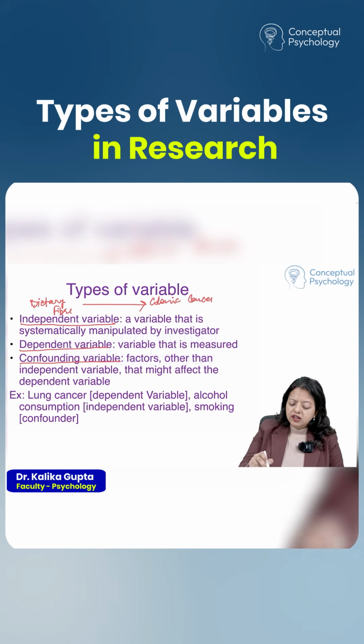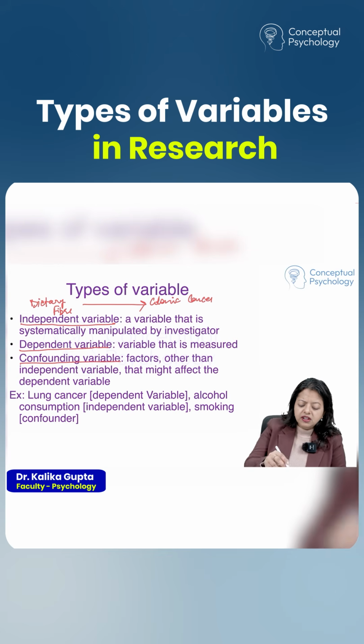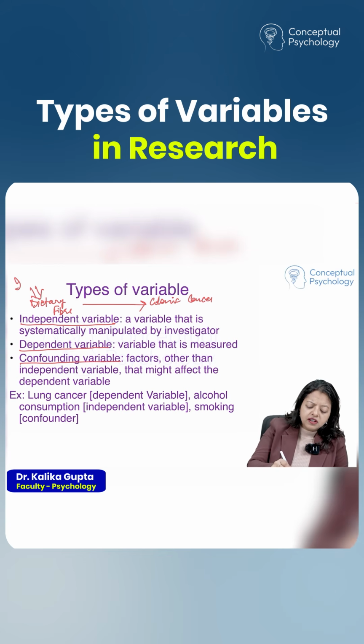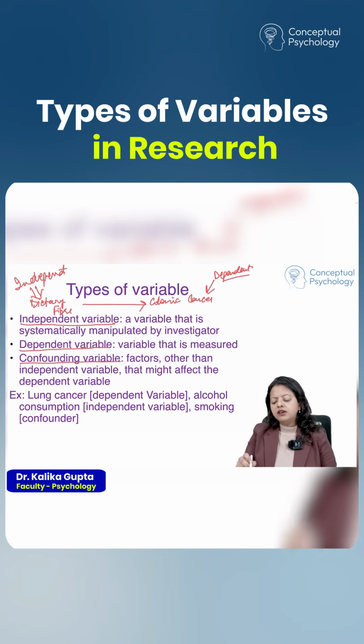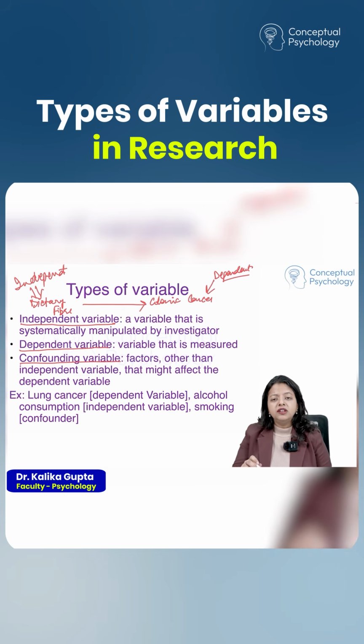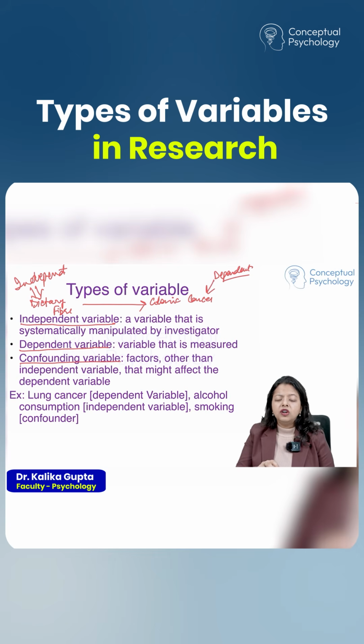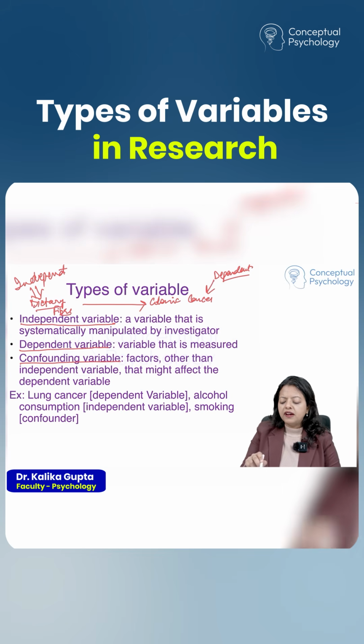Okay, so here the independent variable is a variable that is systematically manipulated by the investigator. Here the independent variable is dietary fiber intake. And the dependent variable is colonic cancer, because the development of colonic cancer is dependent on the intake or no intake of dietary fiber. So dietary fiber is our independent variable and the dependent variable is colonic cancer. The dependent variable is what we are trying to measure, how many people develop this cancer.